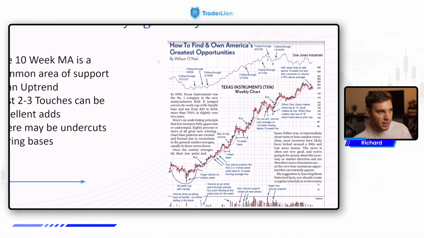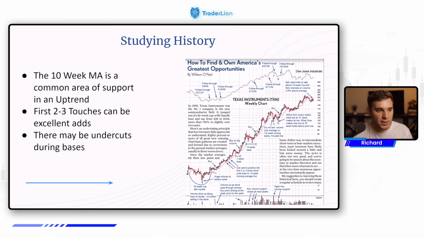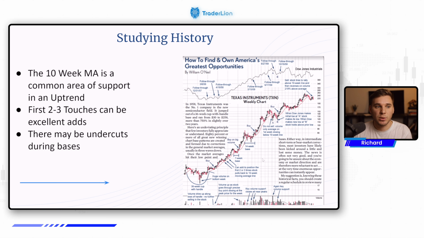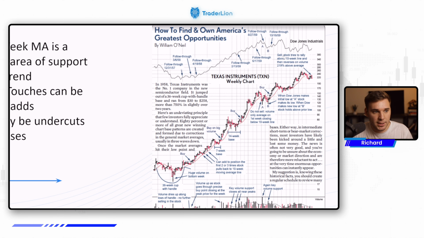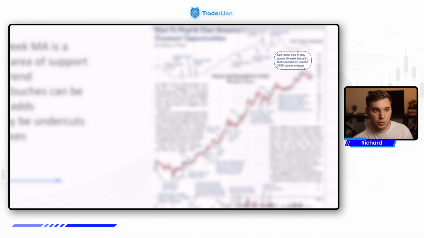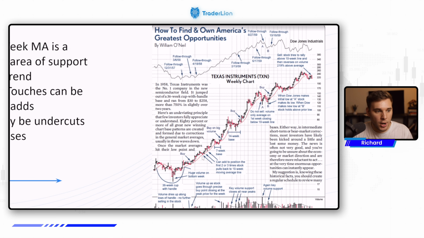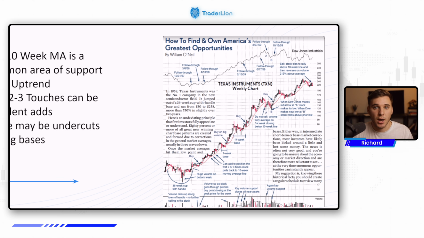So that's a little bit about studying history. I would highly recommend going through this document and looking at this chart a little bit more in detail because these notes from O'Neill are gold. And he highlights multiple times how he uses the 10-week moving average. As you can see at the end here, it's a sell because the stock tries to rally above the 10-week line and then reverses on volume 219% above average. So really focus on this red line, this moving average, as you're looking at historical charts of winners.